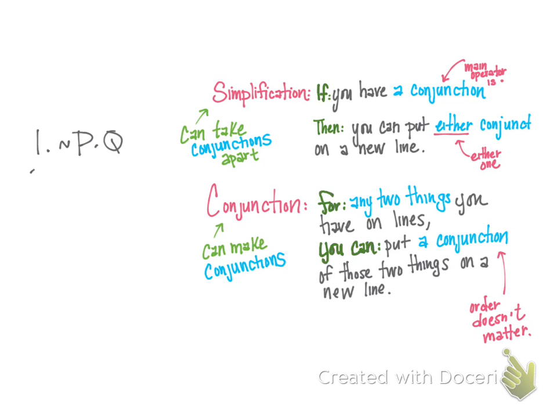So for example, if I have this on a line, I can put not P on a line, one simp. I could also put Q on a line. I could have done this in a different order. In general, it's a good idea to simplify conjunctions when you see them in your proofs.